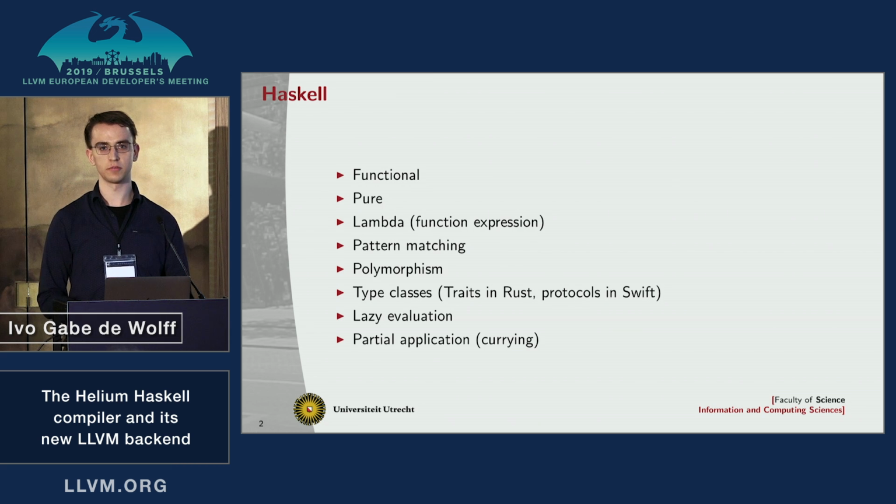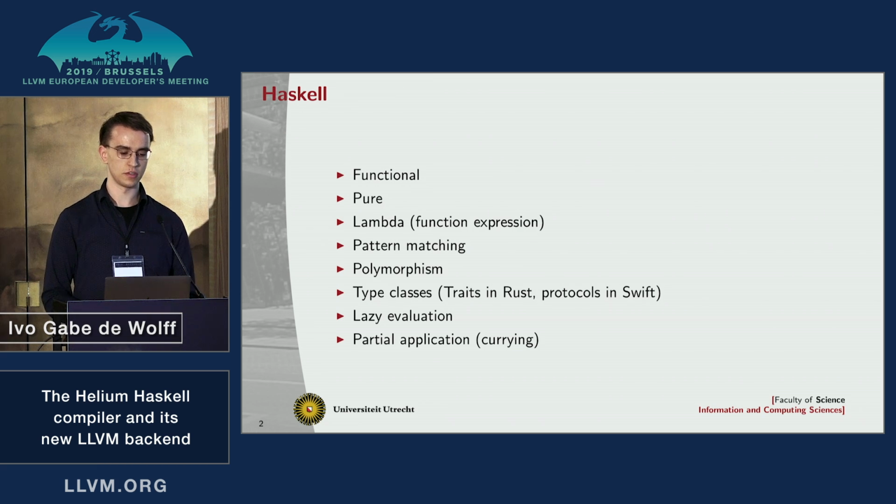So it's a functional language, meaning that functions are first-class values. It's a pure language, meaning that functions cannot perform any side effects. So the only result of the function is the value which it returns. It of course has function expressions. It has pattern matching, polymorphism. We have type classes, which you may know as traits in Rust and protocols in Swift.